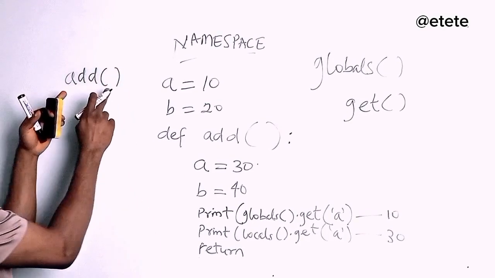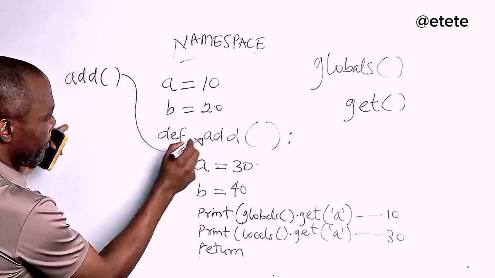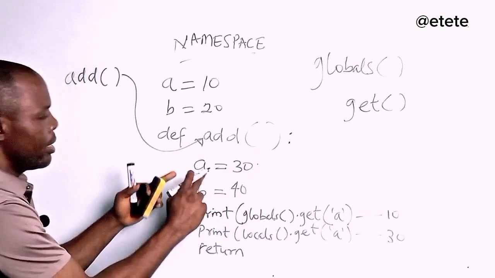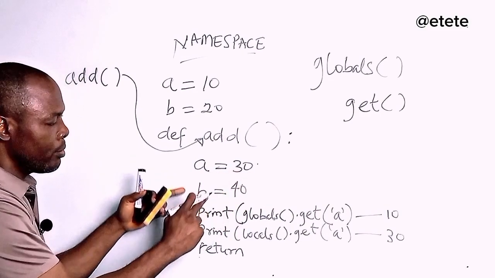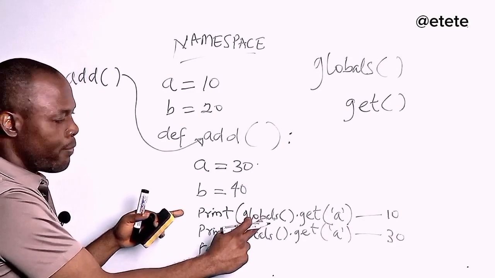So I am calling the function here. When I call the function, it will come here, right? And then it will go in here. It will declare this variable, assign 30 to it. Declare this variable, assign 40 to it. Then it will call this global function.